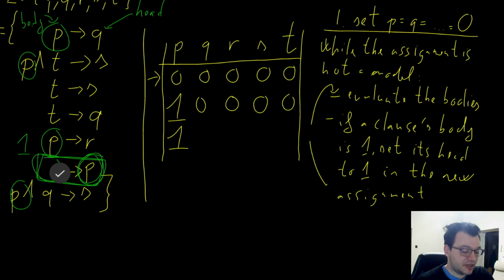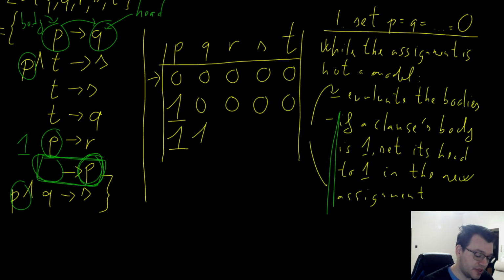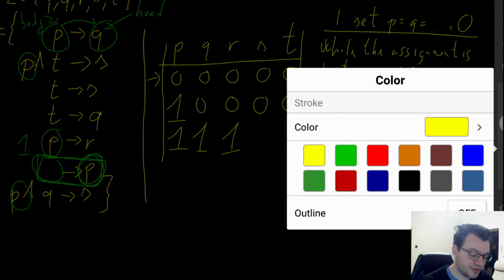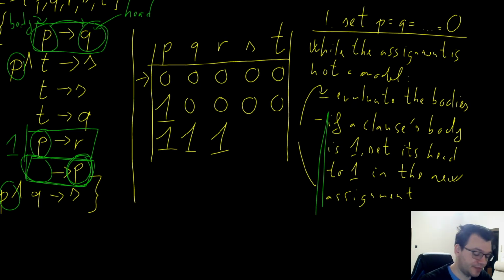Now this means that the very first clause, p to q, has a true body, which means that I have to set this guy to 1 in order to satisfy this clause. So if a clause's body is 1, then set its head to 1 as well, which means that q should be set to 1, and also r should be set to 1 because of this clause. So these two clauses have at this very moment a true body, which means that their head should be set to 1 as well.